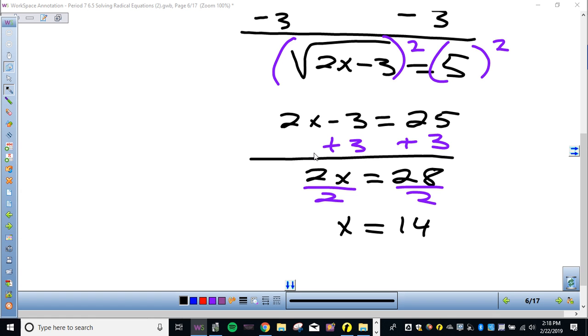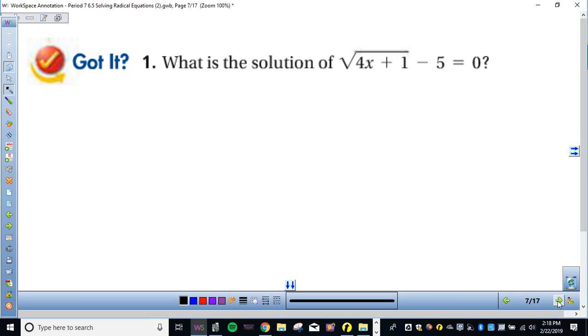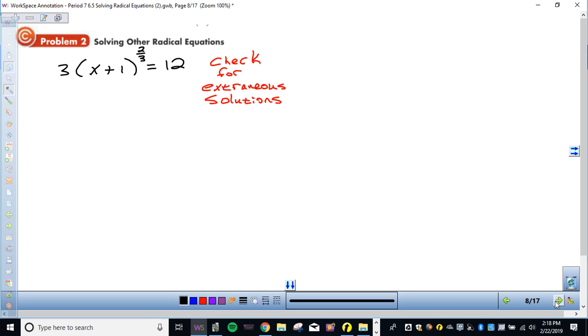Anyone need more time on this example? All right, we're not doing that one. We're going to do this one. So write that one down.